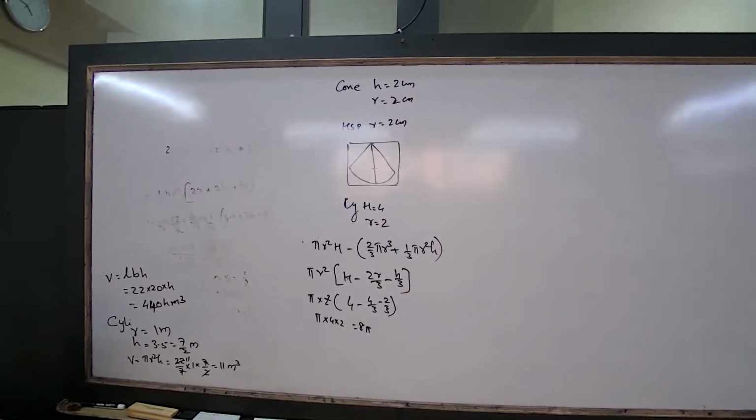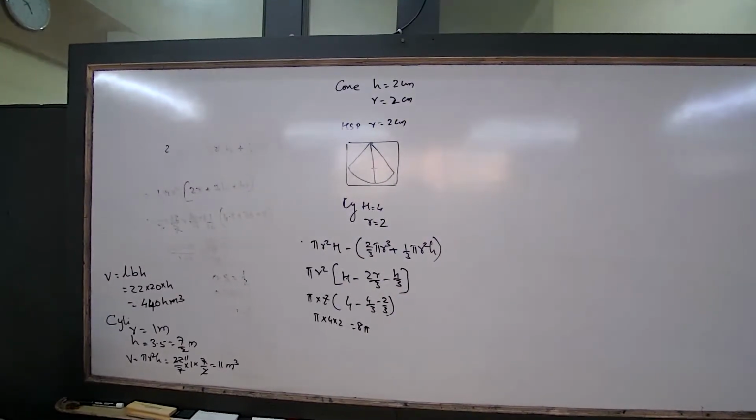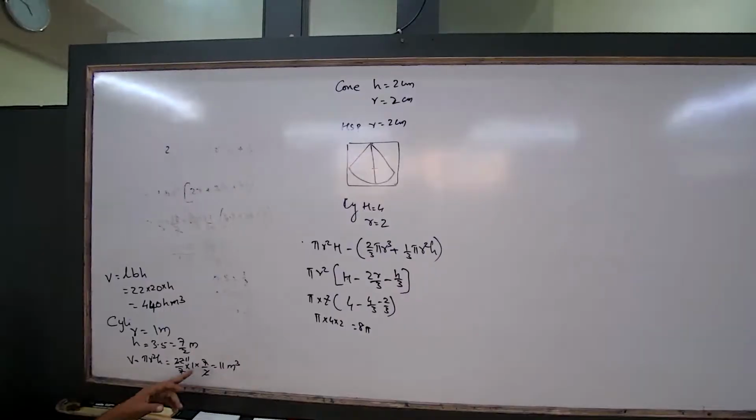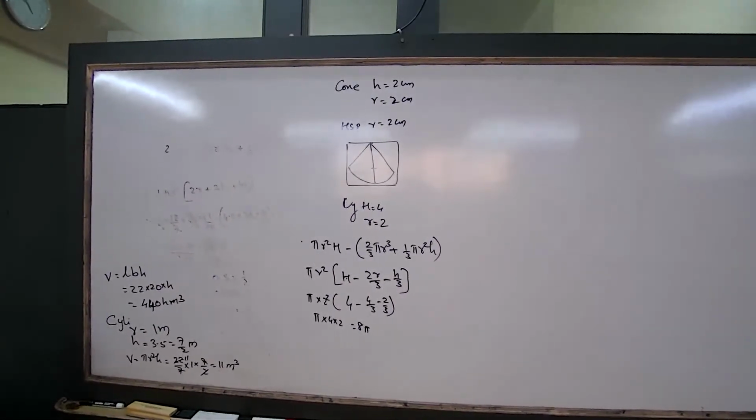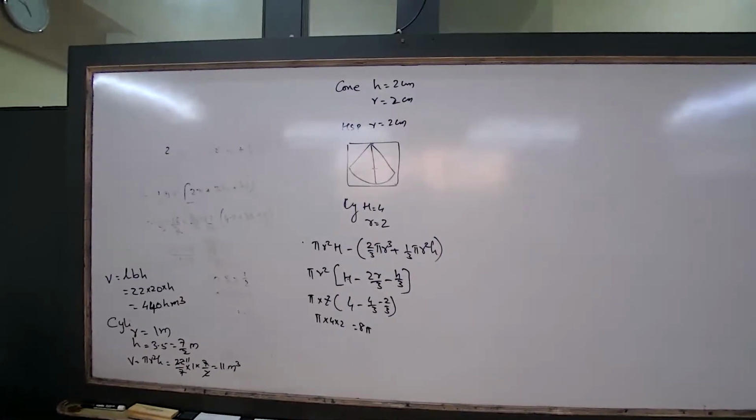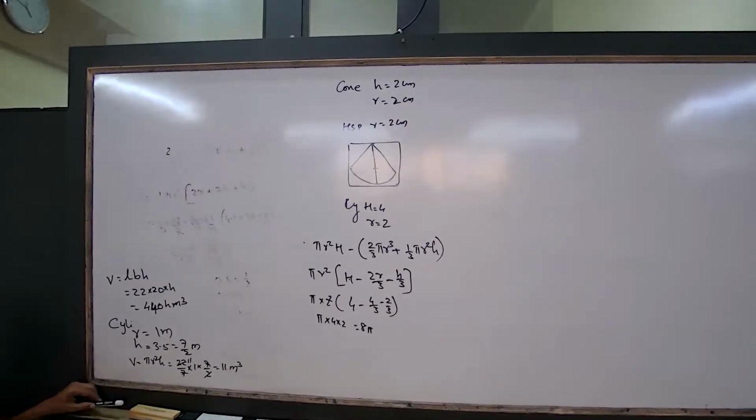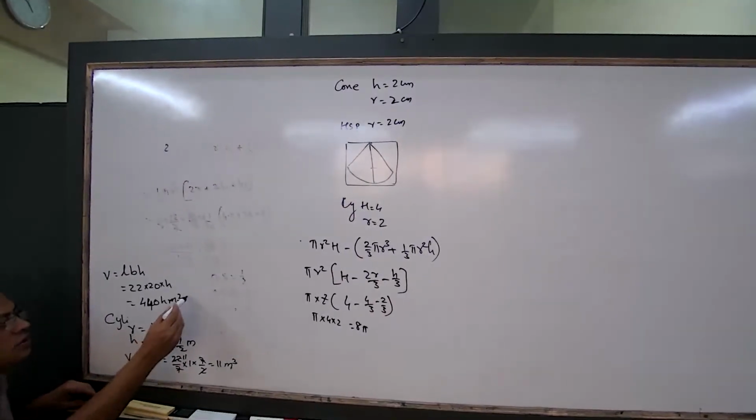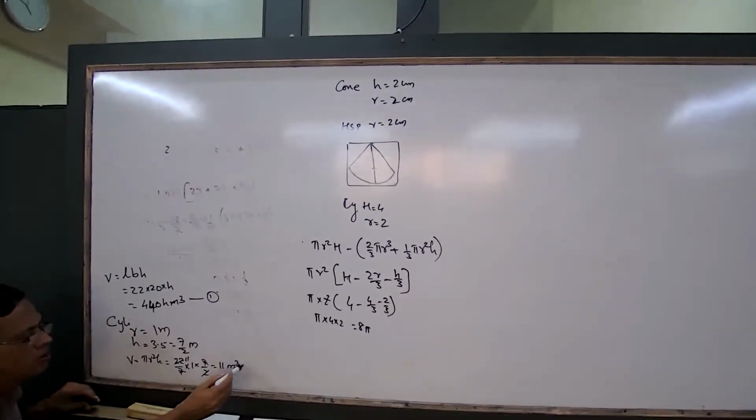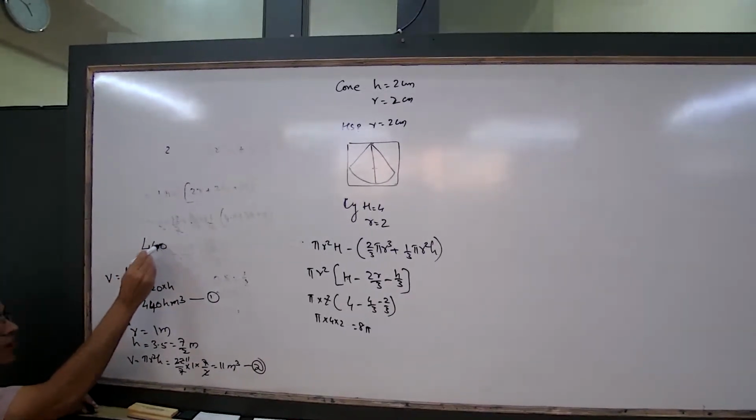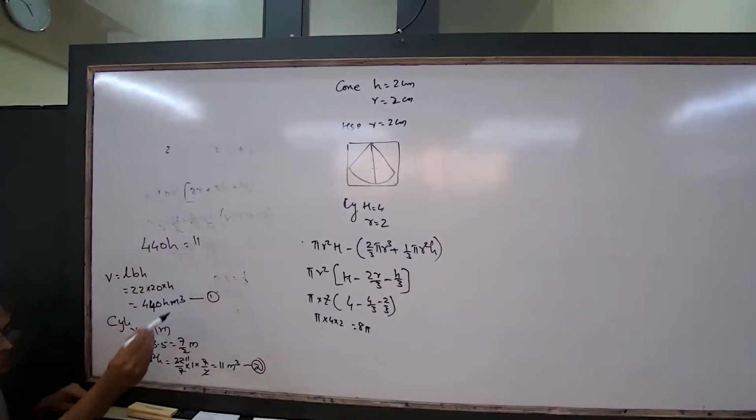Volume of water collected on the roof is 22 by 7 into 1 into 7 by 2, 11. Written? Next, volume of water collected on the roof is equal to volume of water in the cylinder. If you want to write this as 1, this is 2. Therefore, what will you get? 440 h is equal to 11.